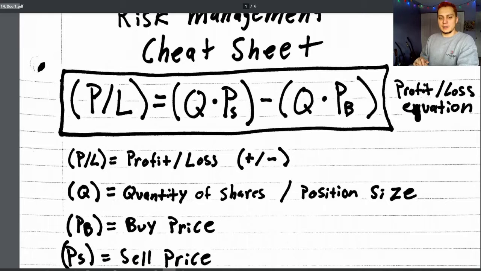Okay, Q is the quantity of shares that you're buying and selling, also known as your position size. P sub B is the buy price. P sub S is the sell price. So this is a pretty basic equation for that. I'll say it in plain words. So profit or loss is equal to the quantity of shares times the sell price minus the quantity of shares times the buy price. And keep in mind that P/L will be positive or negative depending on which one's higher, your buy price or your sell price. It's going to determine whether or not you profited or lost on the trade. That makes sense, right? Intuitive sense.